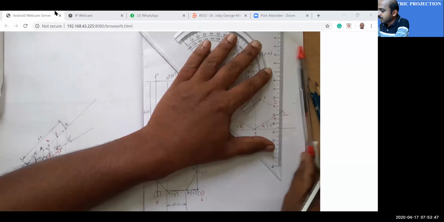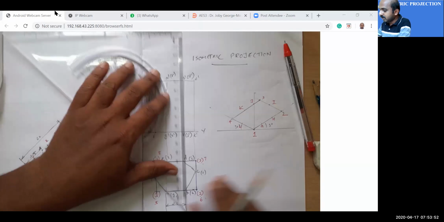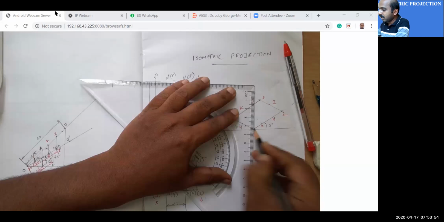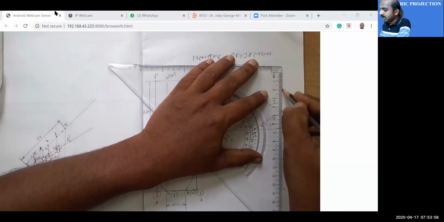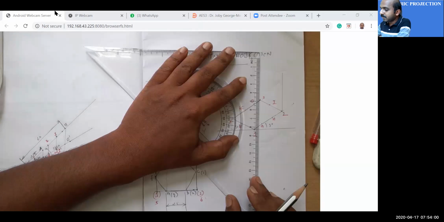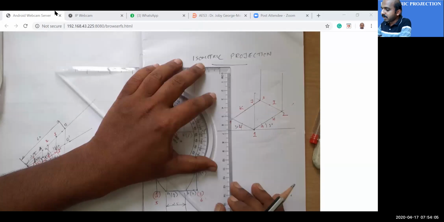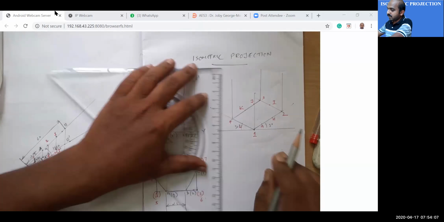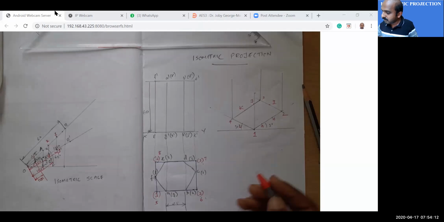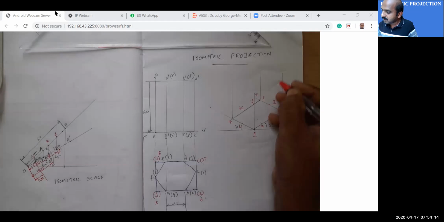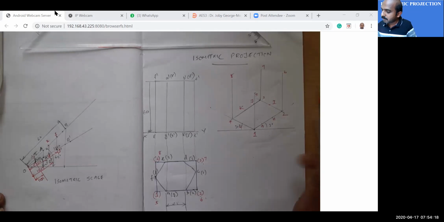The height is equal to the isometric length corresponding to 60, not 60. This is the isometric length corresponding to 60, from all the corner points. And name them as the corner points. The points are 5, 6, 7, and 8. Now join all the points.